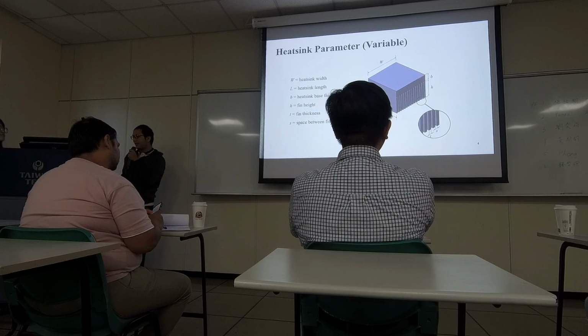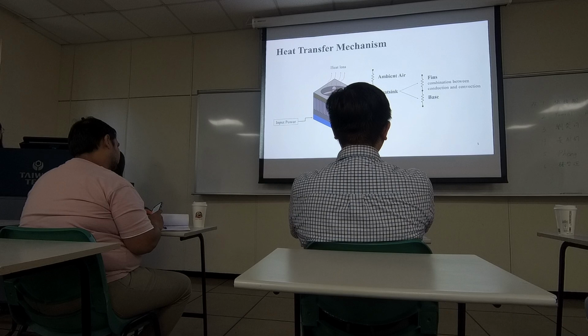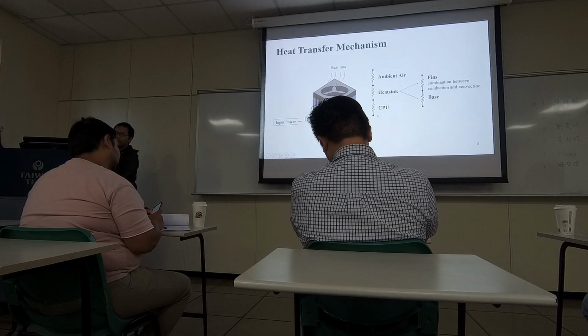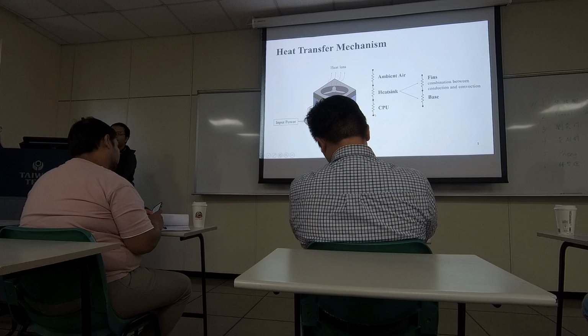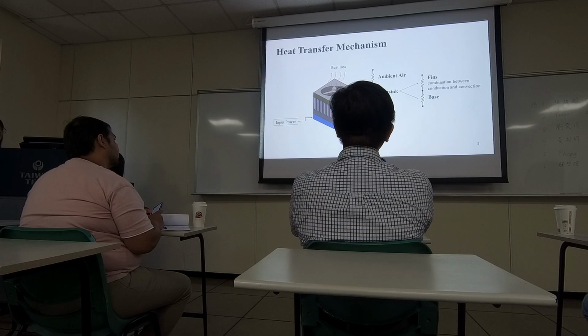Then it will affect the increasing power of the system. So in general, it will look like this. The CPU is below. We will get a high temperature here, and then with the heatsink we hope that it will lower the temperature and make the system more optimized.